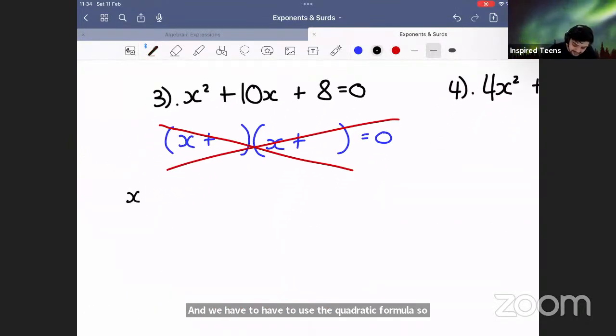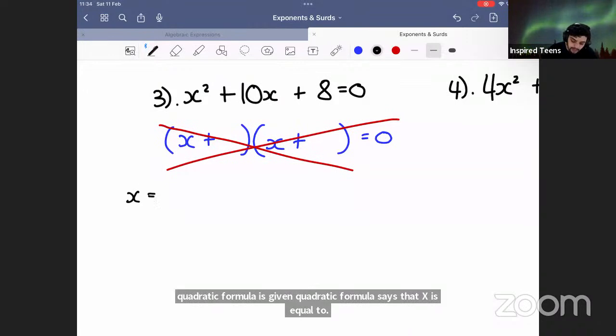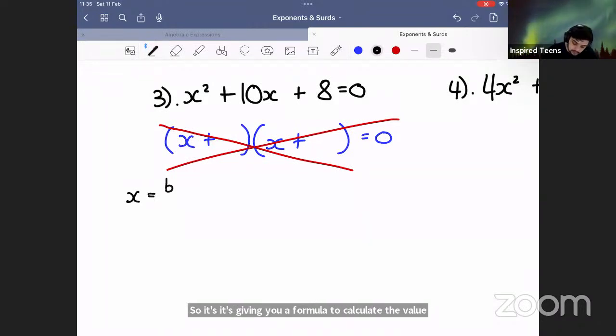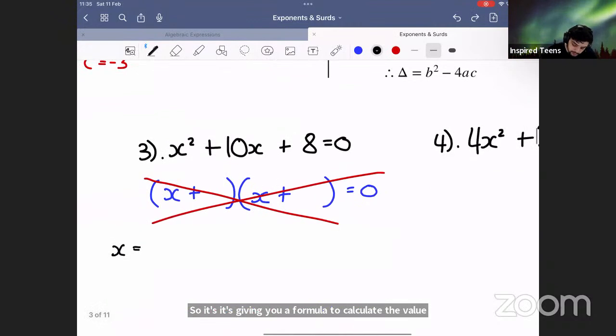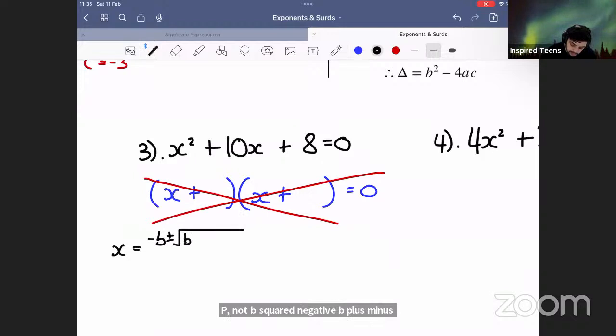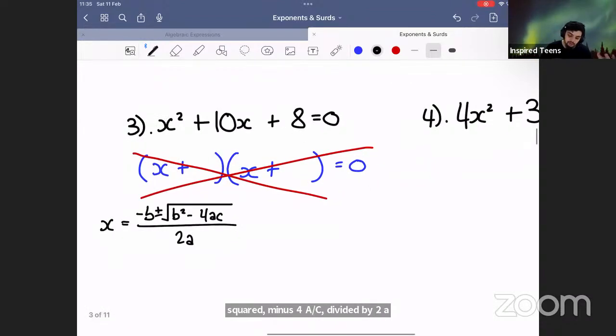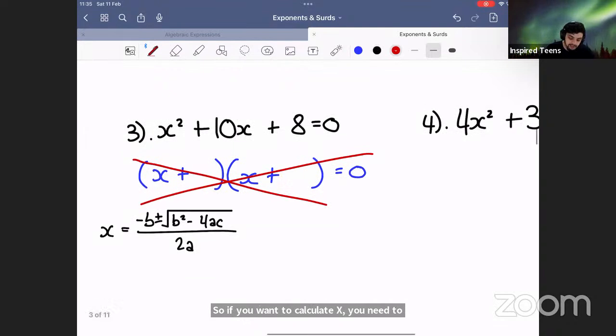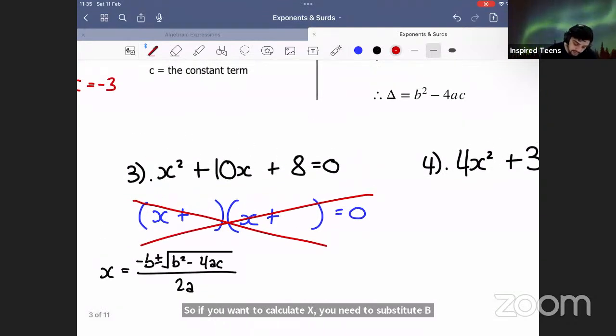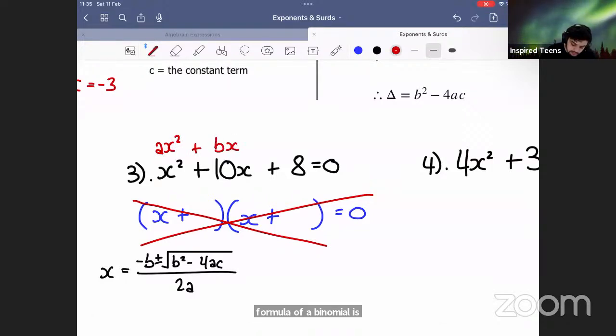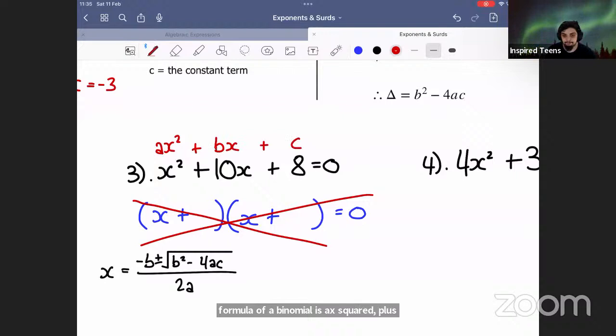The quadratic formula says that x is equal to negative b plus or minus the square root of b squared minus 4ac, divided by 2a. It's giving you a formula to calculate the value of x. So if you want to calculate x, you need to substitute b, a, and c. Now, how do you get a, b, and c? Remember, the general form of a trinomial is ax squared plus bx plus c.